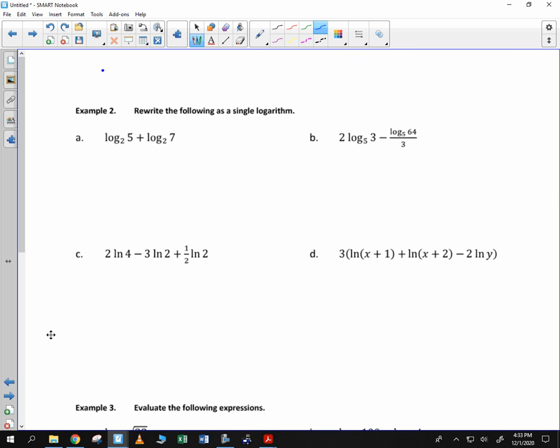Let's try to go the other way. They are multiple logarithms. Let's write them as a single. This becomes log base 2 of, I can multiply the 5 and the 7 to get 35. And that's it.